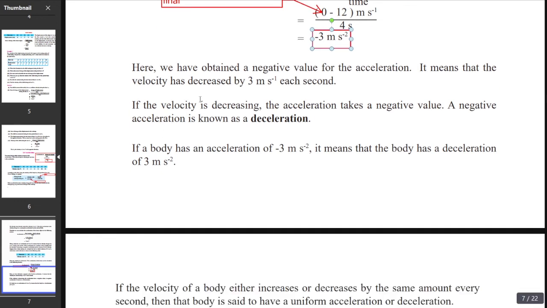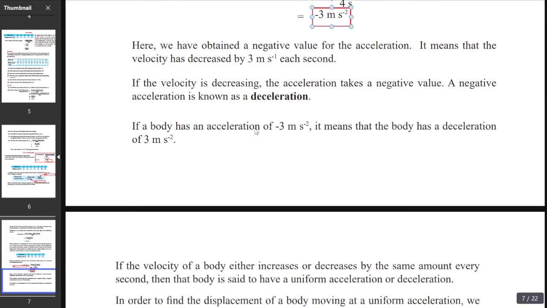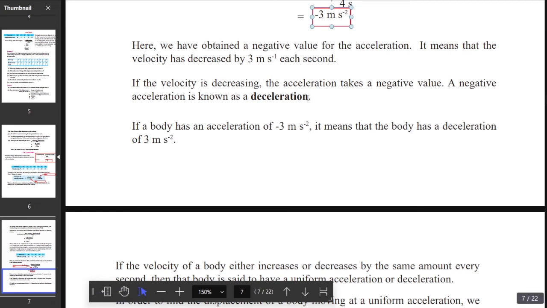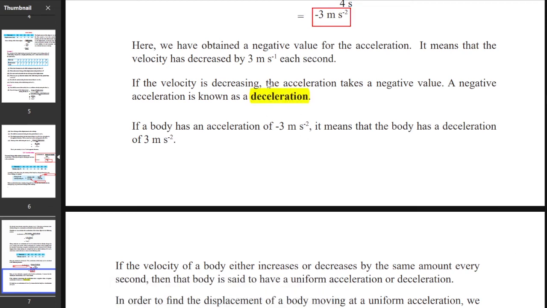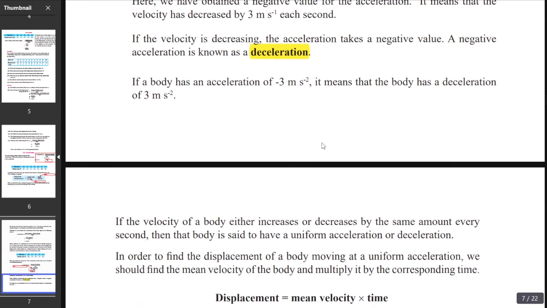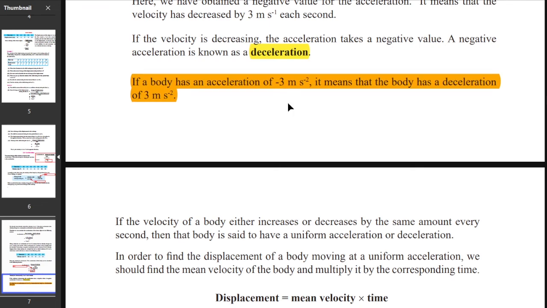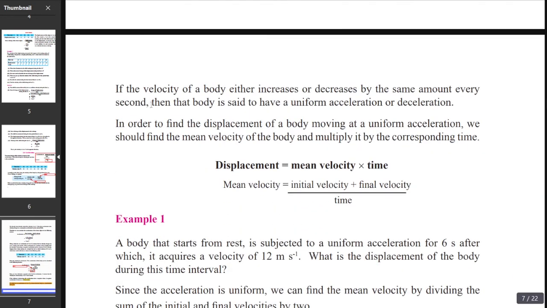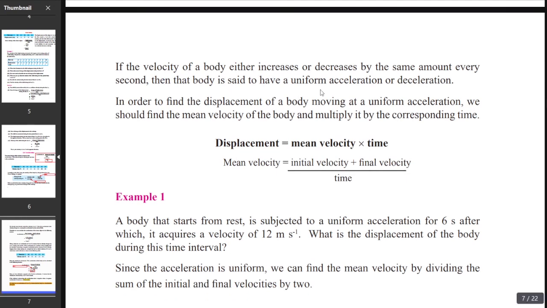Okay, children. Then, if the velocity is decreasing, the acceleration takes a negative value. A negative acceleration is known as what? Very good. Now, all my children have got the point, I think. If a body has an acceleration of minus some m s^-2, it means that the body has a deceleration. I will give you practice questions, then again you can repeat it, okay? If the velocity of a body either increases or decreases by the same amount every second, the body is said to have a uniform acceleration or deceleration.